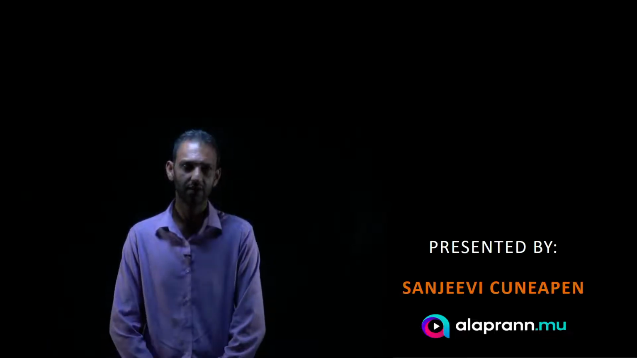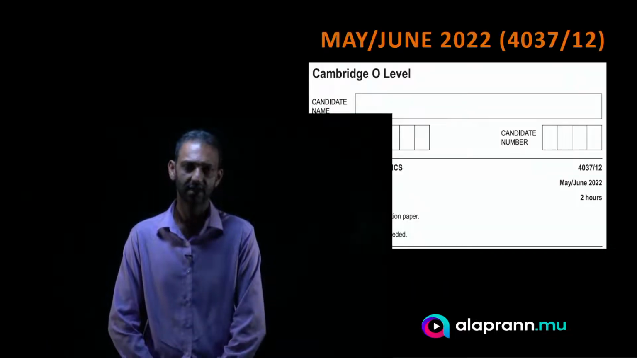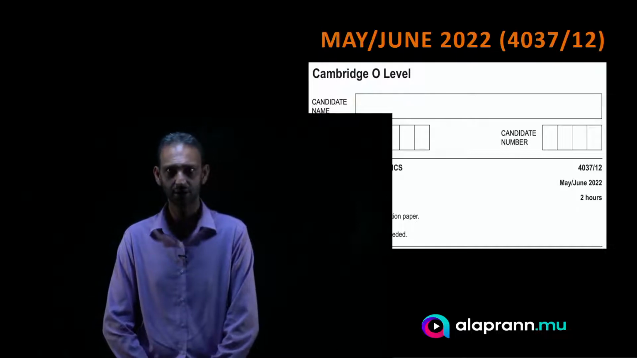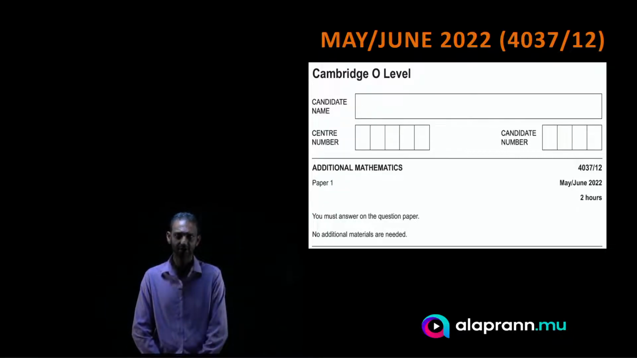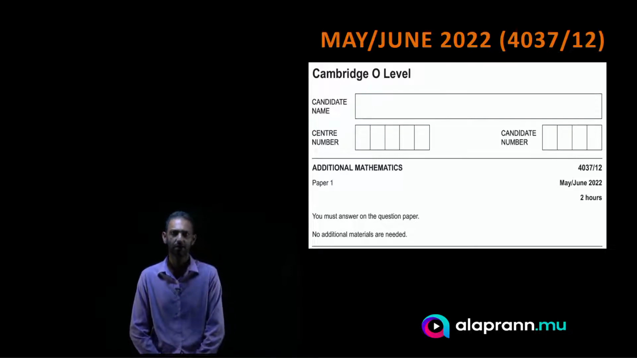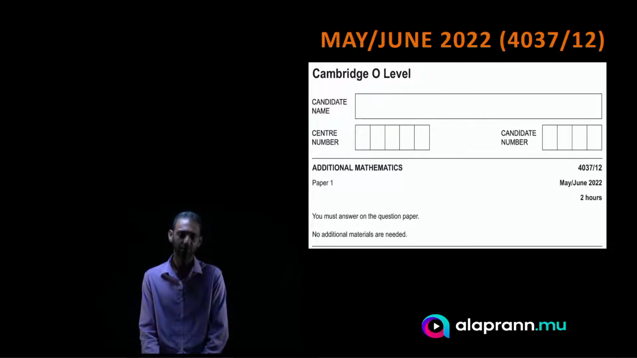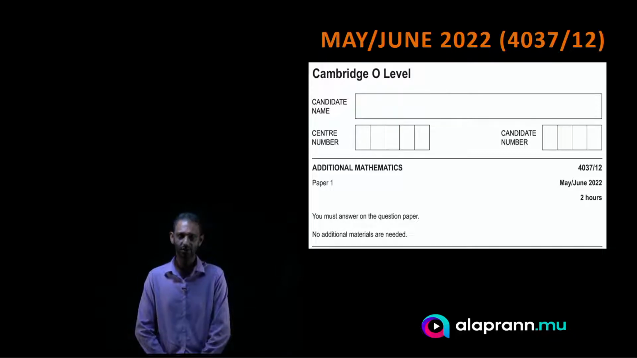The paper, as I said, is May-June 2022. It's paper 1, and the syllabus code is 4037, paper 12. Just a reminder that the paper is 2 hours, exactly 120 minutes, and it's worth 80 marks. You should also read the instructions on the first page of the paper, which are very important.